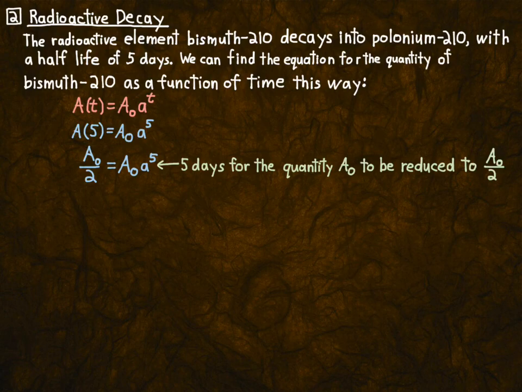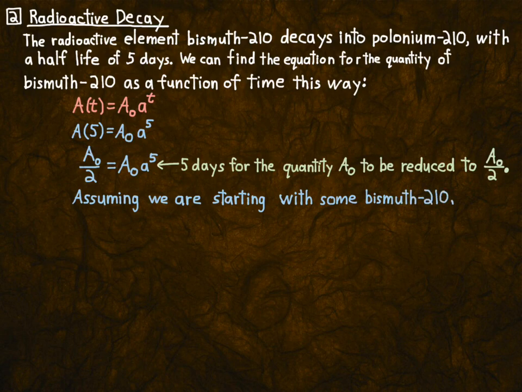So you can divide by A sub 0 on both sides of the equation, right? Cross multiply it if you want. Assuming we're starting with some bismuth-210, so that A sub naught is not equal to 0, we get little a to the 5th equals 1/2.